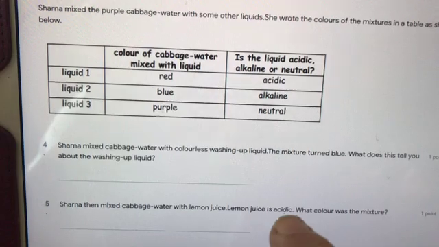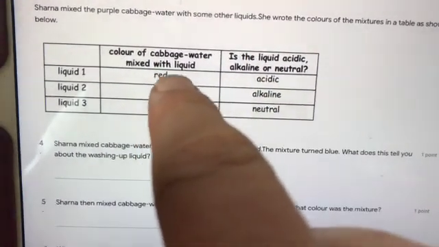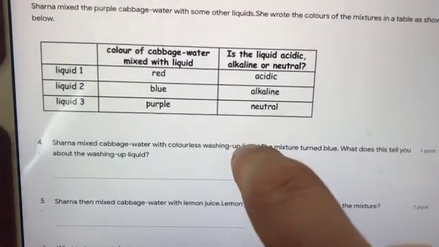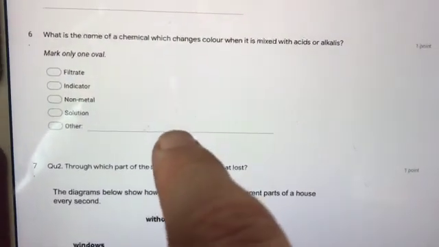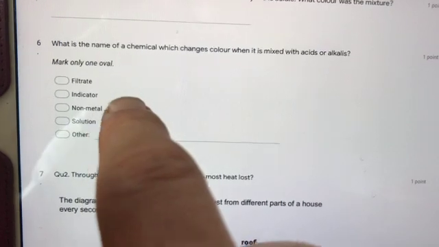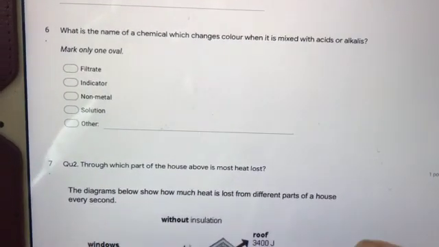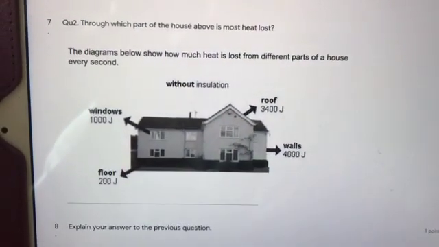We're adding lemon juice, which is acidic, and acid goes red. So what colour would it be? It would go red. What's the name of a chemical which changes colour based on acids or alkalis? That's called an indicator. Indicators are things that change colour based on whether they're an acid or an alkali.